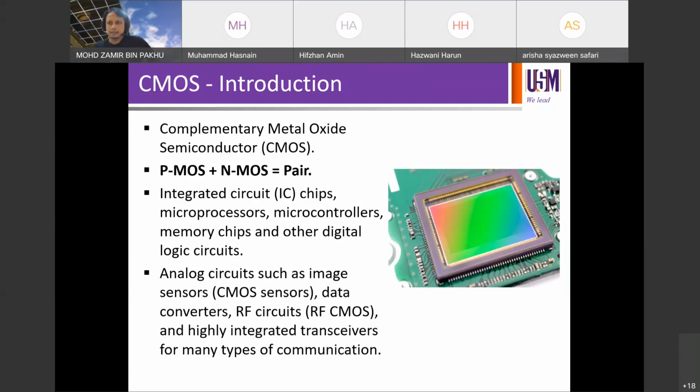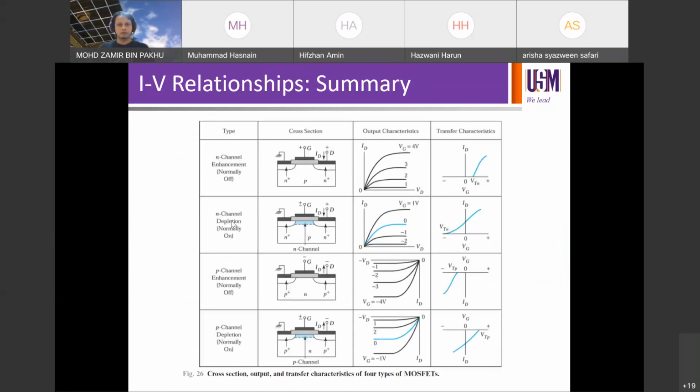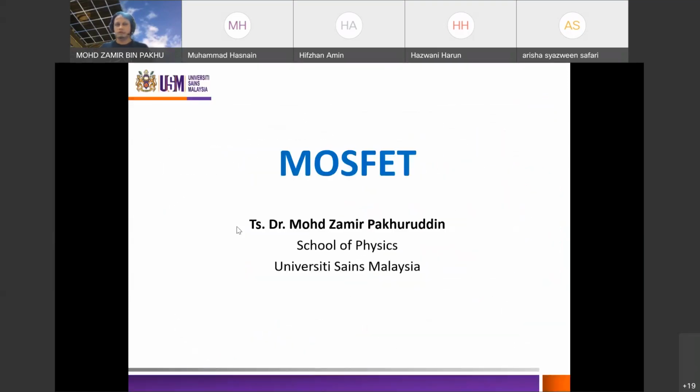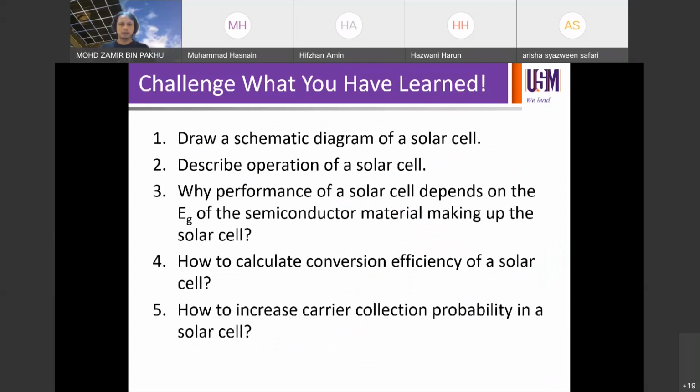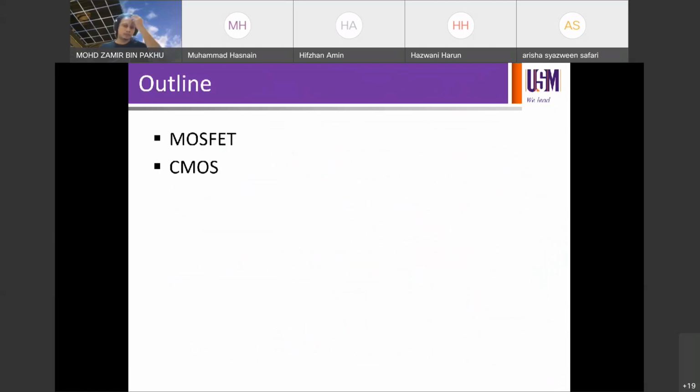Okay, in the previous class, we learned about the fundamentals of MOSFET. We learned about the device configuration, the field effect mechanism inside the MOSFET, and the channel creation, where you need to supply a certain polarity of gate voltage at a certain level in order to induce channel formation in, for example, enhancement mode, P-type and N-type.